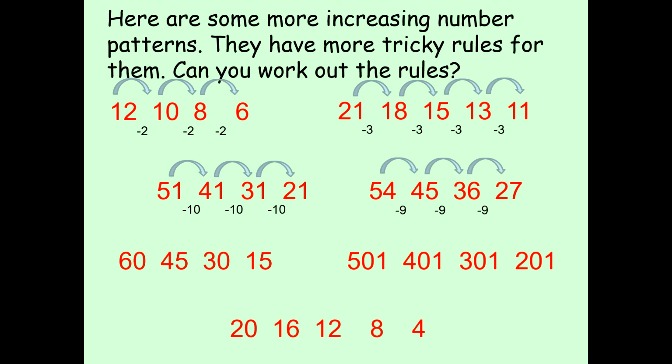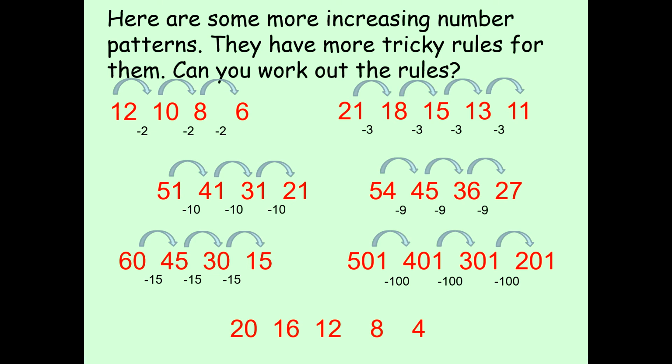Okay, we start at 60 for the next one, jump down to 45, then to 30, and finally 15. So the rule for this one is, you guessed it, -15. How did you do? We've got some bigger numbers now. We're starting all the way up at 501. Then we jump down to 401, 301, 201. And that's right, it's -100 each time.